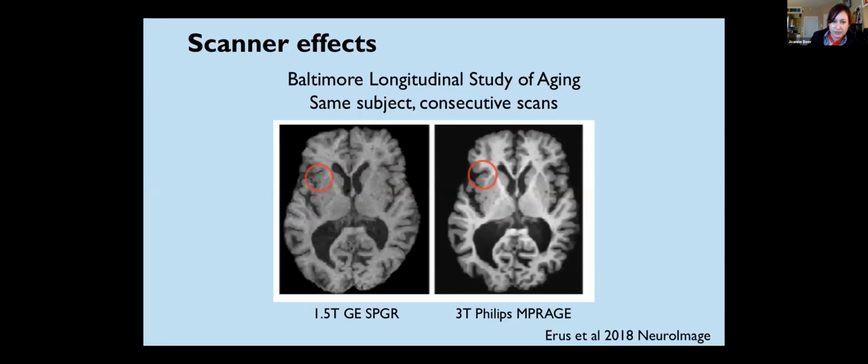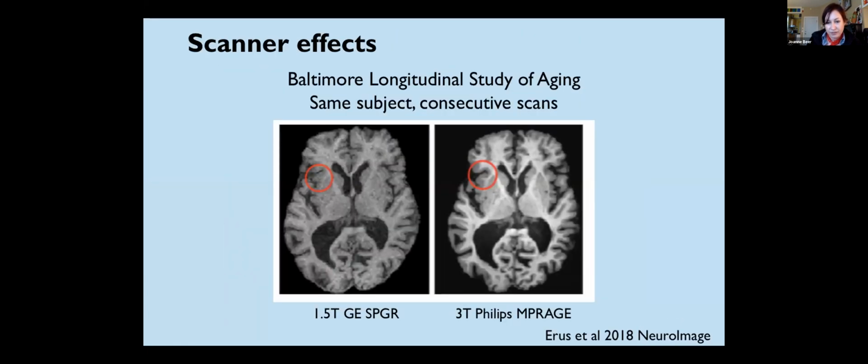So for example, here's an example from the Baltimore Longitudinal Study of Aging, where we have the same subject, consecutive scans. I'm not really sure of the precise timing between these, but there are different field strengths, different manufacturers, different pulse sequences. And you can see the difference in the contrast between the different tissue types in these images.